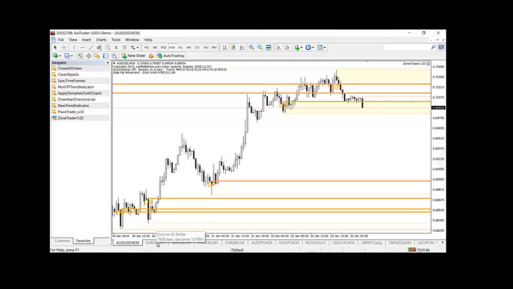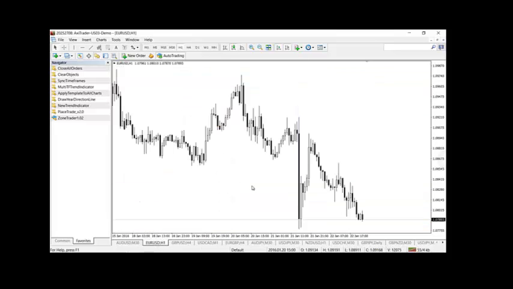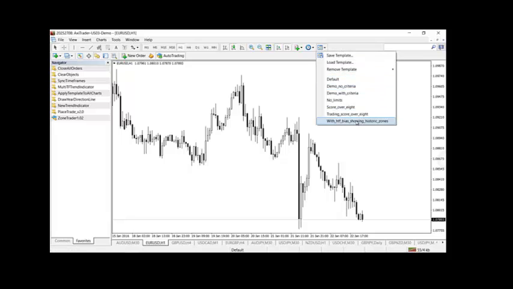Okay, I'll just take another look at the next pair, which is going to be the euro dollar. I'll apply my standard template.